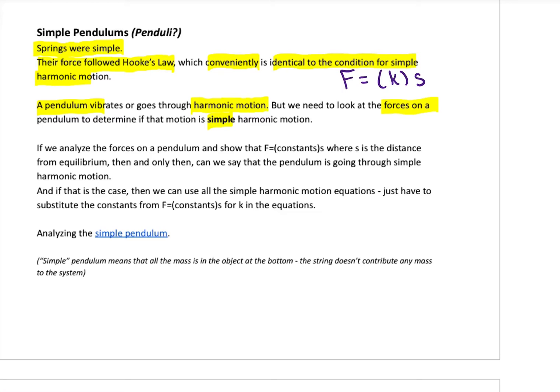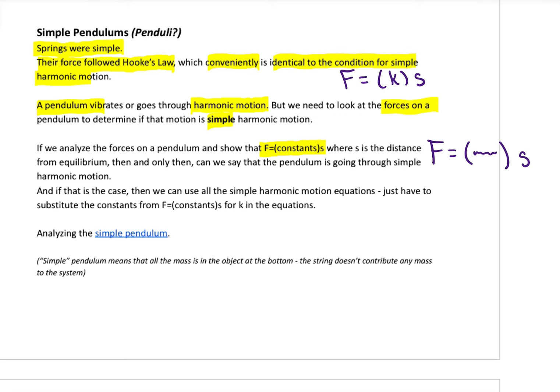And if we look at those forces, and after doing some math, analyzing what the restoring force actually is, if we can show that the force is some stuff multiplied by S, where S is the distance from equilibrium, the stuff just has to be a constant. So some things that aren't changing as the pendulum swings back and forth. So the mass may be involved. The length of the string may be involved. 9.8 may be involved. I don't know what else could be involved, but things that aren't changing as the pendulum swings back and forth, those sorts of things could be in those brackets.